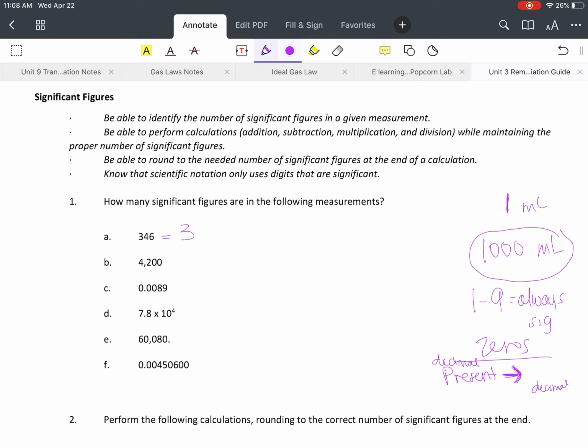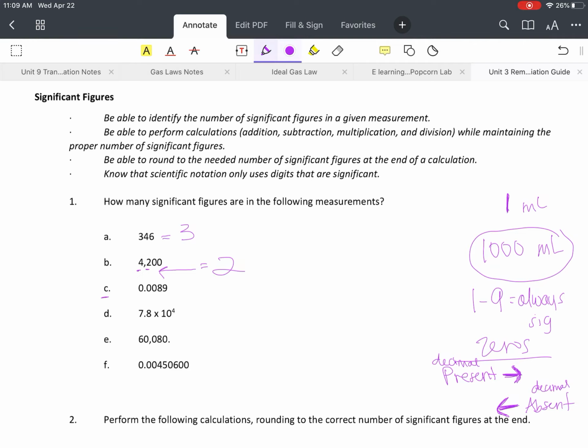If my decimal is absent, like my Atlantic Ocean, I'm going to go this way, because the Atlantic is on the right side of the United States. So I'm going to start counting from that right side. For B, I have some zeros, but my decimal is absent, so I'm going to start counting going this direction. I can't start counting until I get to an actual number, so I'm skipping right over those zeros. I'm going to count the 2 and the 4, so there's 2 significant figures right there.